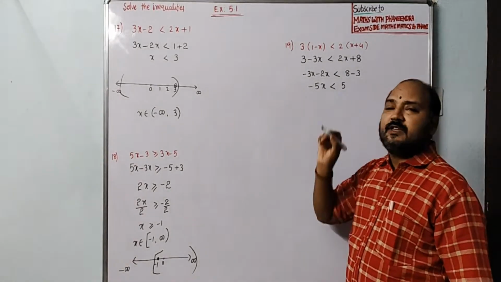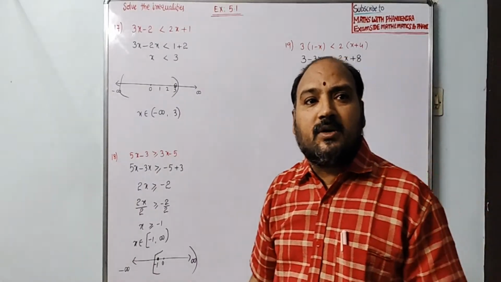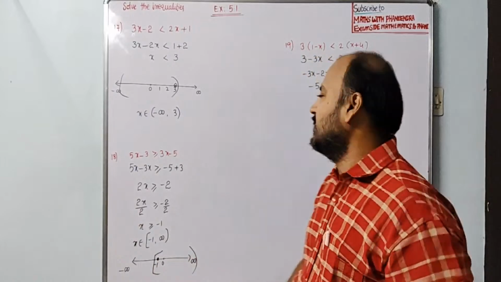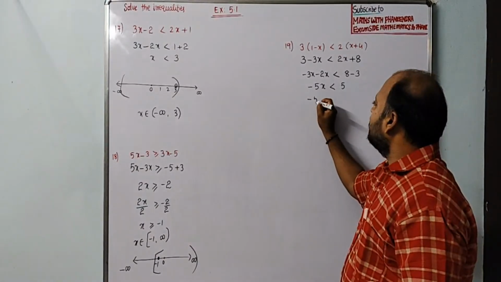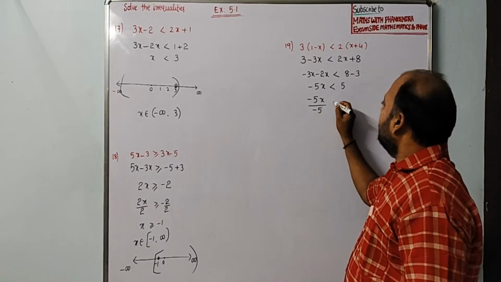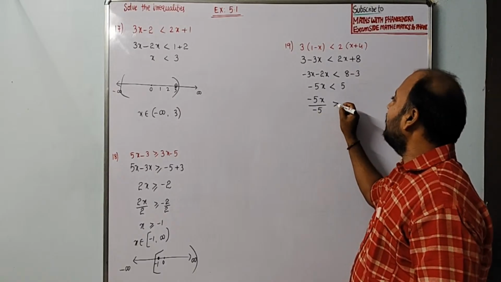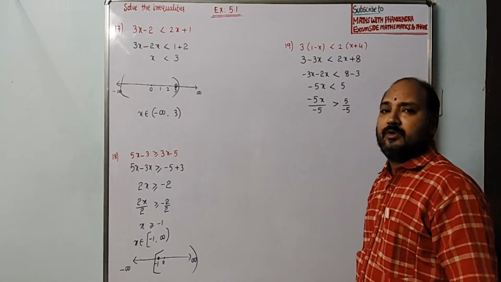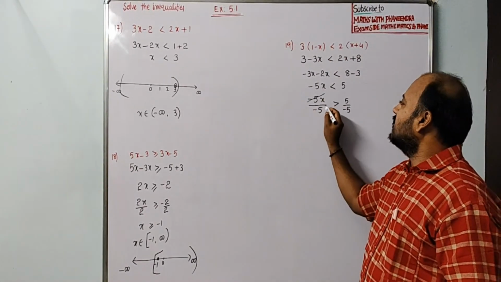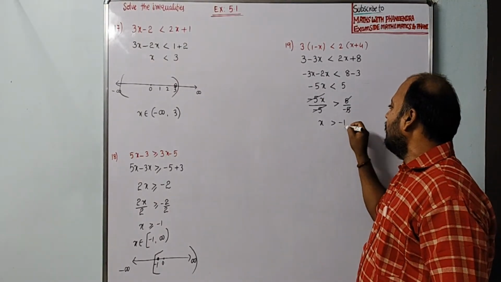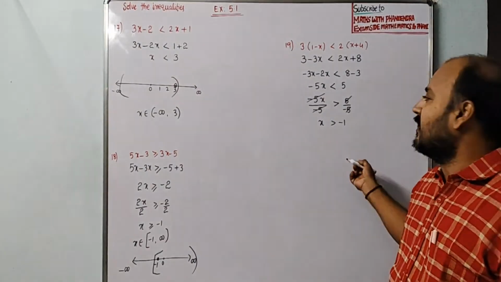Here the x coefficient is minus 5. It is a negative number. Whenever you are dividing with a negative number, the inequality will change. Dividing both sides by minus 5, x by minus 5 is less than, it will become greater than, 5 divided by minus 5. I hope you understand this, students. Minus 5 gets cancelled. X is greater than, 5 gets cancelled, here it will be minus 1. X is greater than minus 1.